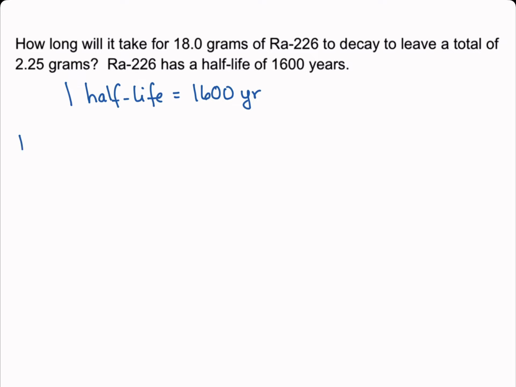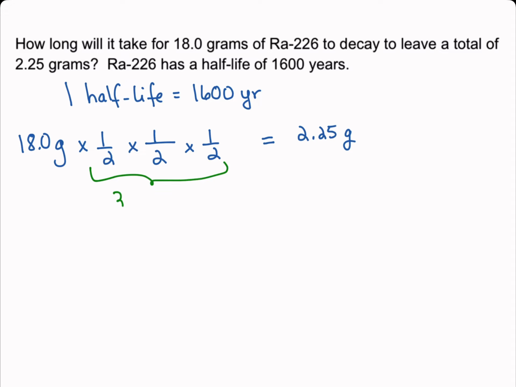So we started off with 18 grams and it decayed to 2.25 grams. I want to know how many half-lives that occurred in. So we're going to keep multiplying by 1/2 till we get to 2.25. So 18 times 1/2 is 9. 9 divided by 2 is 4.5. Times 1/2 is 2.25. So this happened in 3 half-lives.